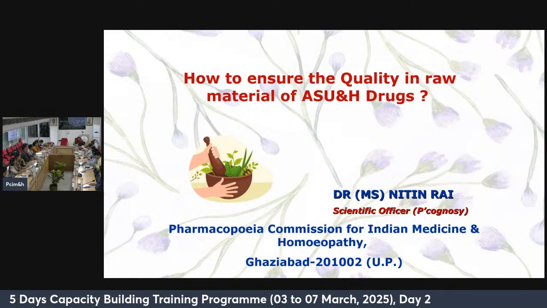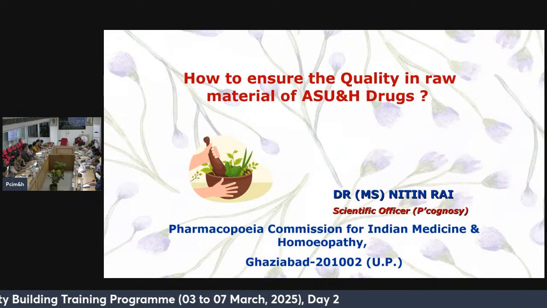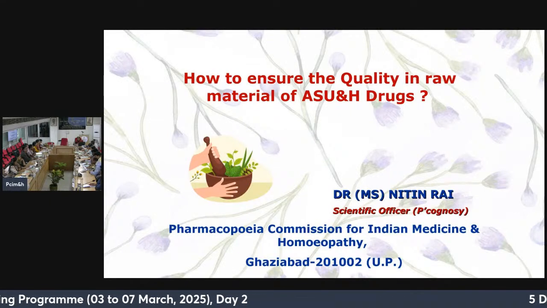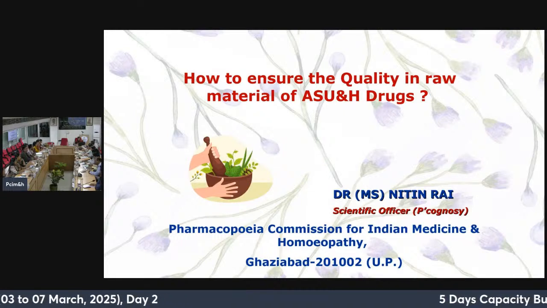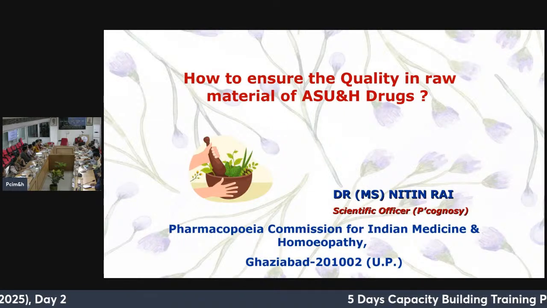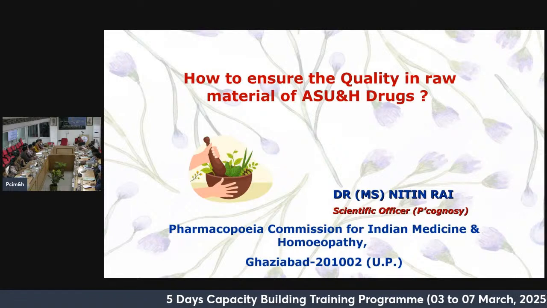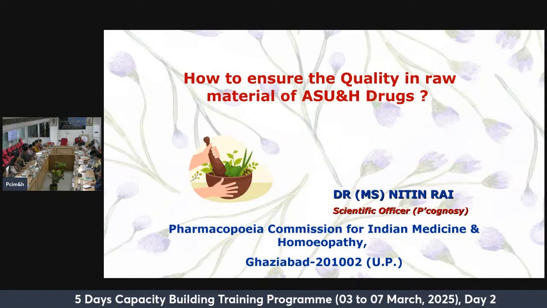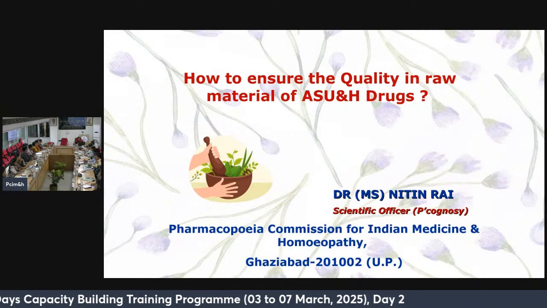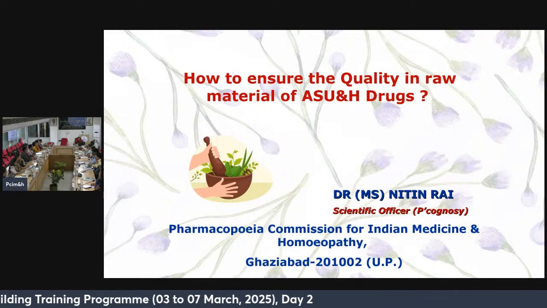Now the question is, can we control and ensure the quality? Yes, of course. Why do we need to control or ensure quality? To ensure the safety and efficacy of the drug. And how can we ensure safety, quality and efficacy? With the help of quality standards for raw material and process.